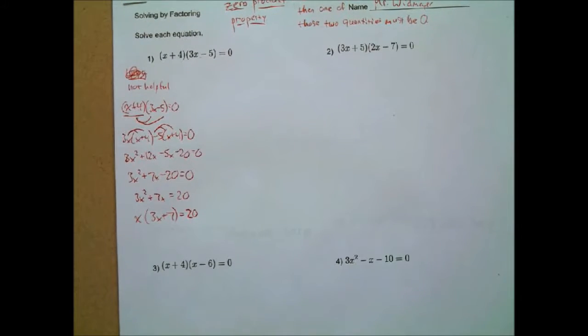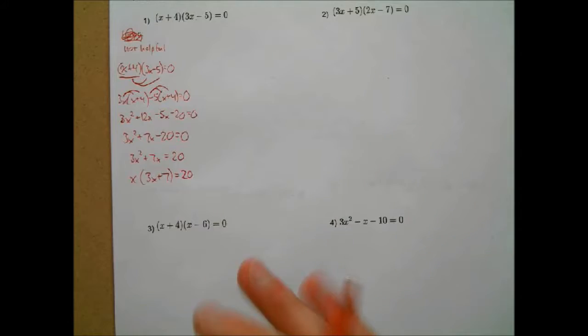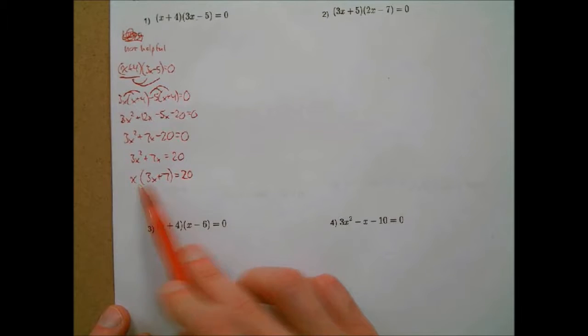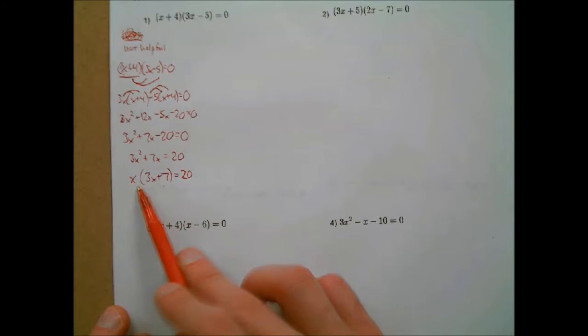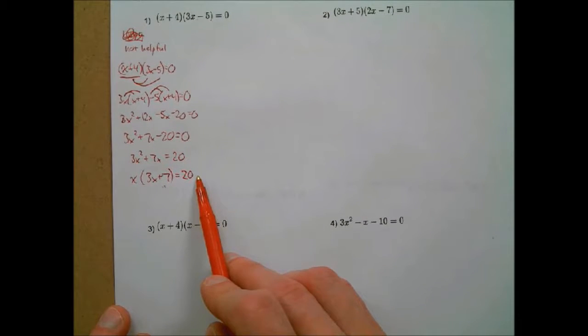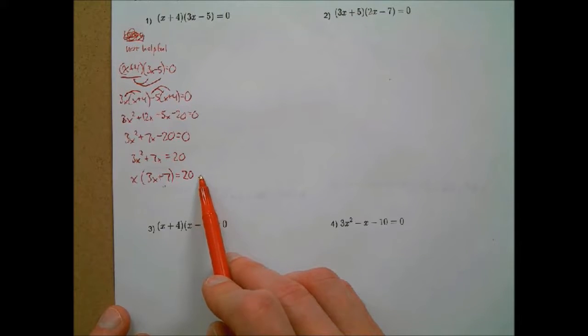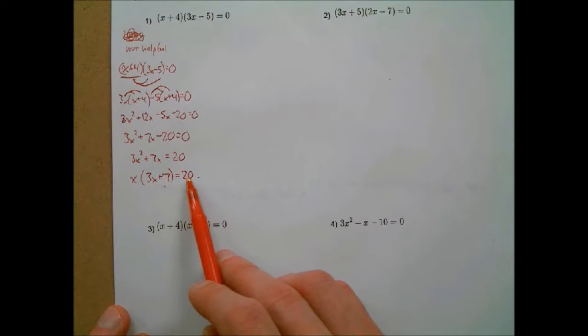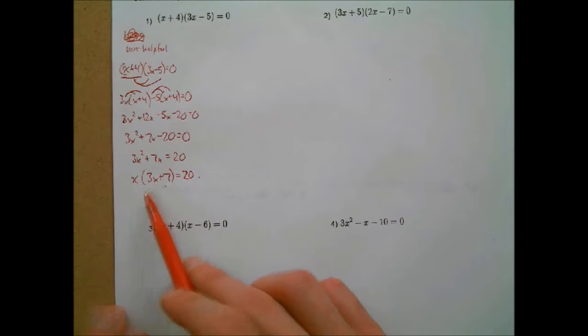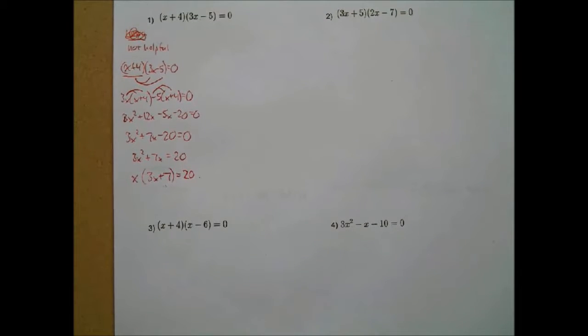Okay? But here's the catch. I have two things now that multiply, but they multiply to give me 20. If two things multiply and they give me 20, does one of these two things have to be 20? No, right? How can we get 20 without using 20? What can we multiply? 5 and 4. 2 and 10, right? So you see the problem here.